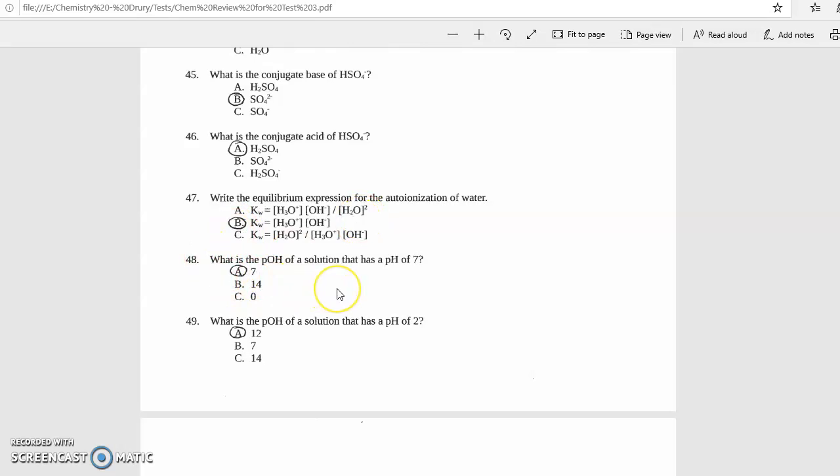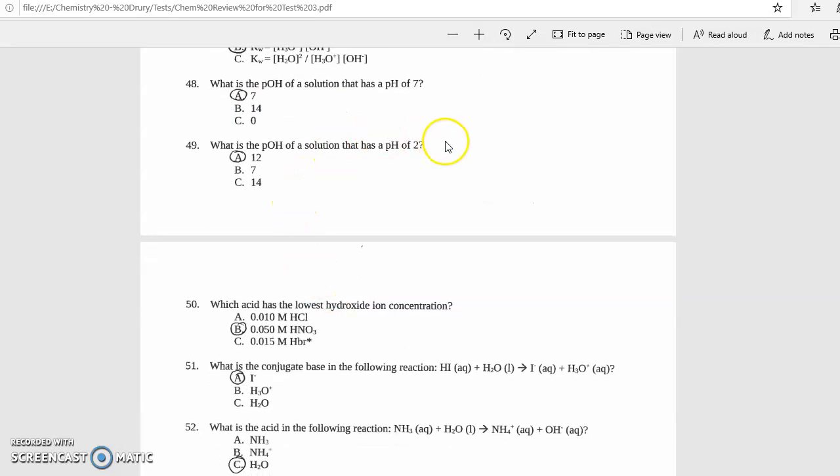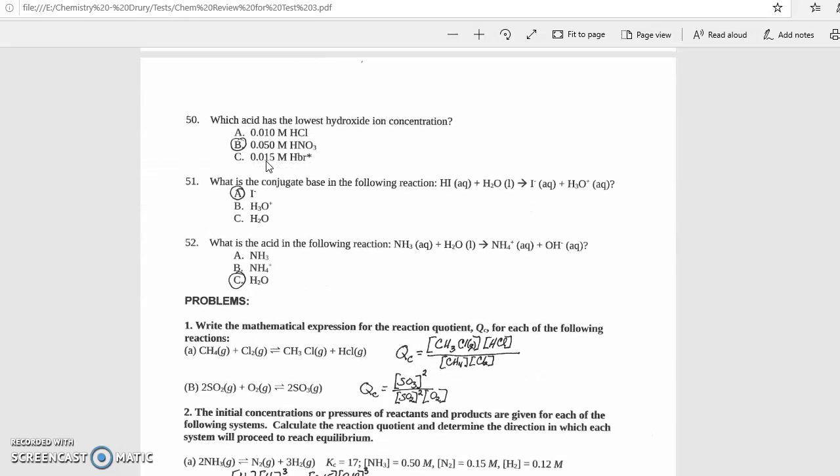48 is A. 49, they just want you to know that 14 minus this right here will give you 12. And that's exactly what it is. So the answer is 49 is A. And everybody got that one right. 50 is B. Okay. And then this one right here, 51 is A. And 52 is C. Okay. Any questions on those? Don't hesitate to send me an email about them.